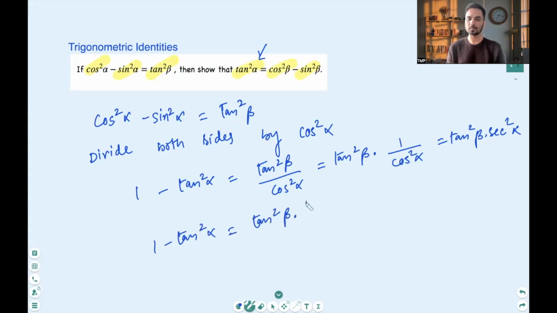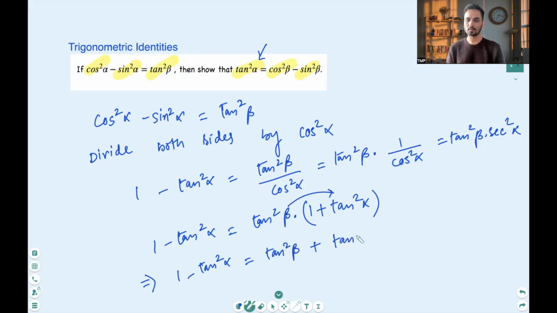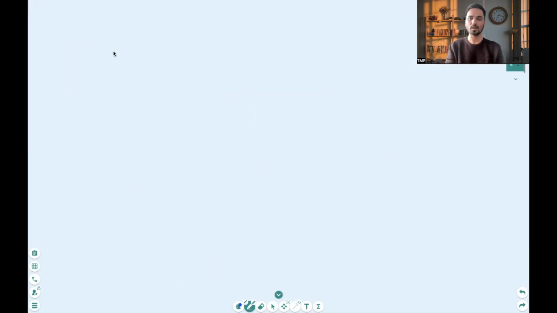tan²β times sec²α. And we know that sec²α is same as 1 plus tan²α. And now we will simplify it further and try to get tan²α on one side. So you have 1 minus tan²α equals tan²β times 1 is tan²β plus tan²β times tan²α.